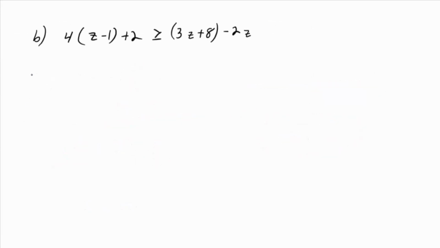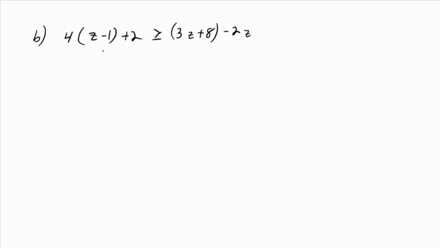In part B, we want to solve the inequality. We have 4 times the quantity z minus 1 plus 2 on the outside is greater than or equal to the quantity 3z plus 8 minus 2z. Again, treat it like it's an equation. So what do you get rid of first?